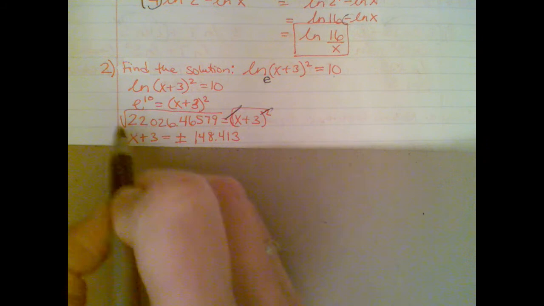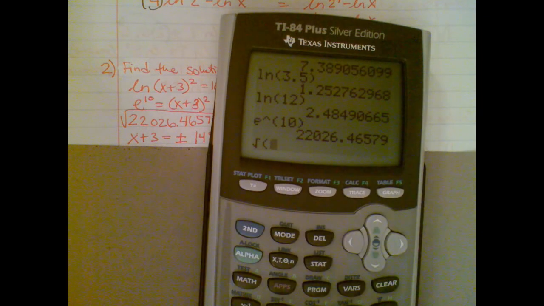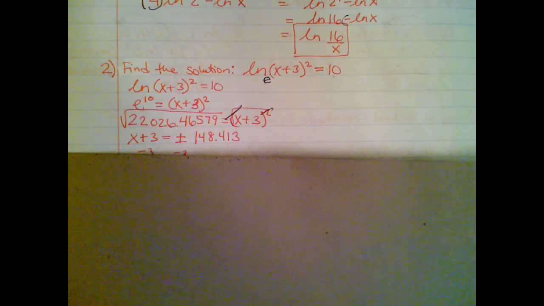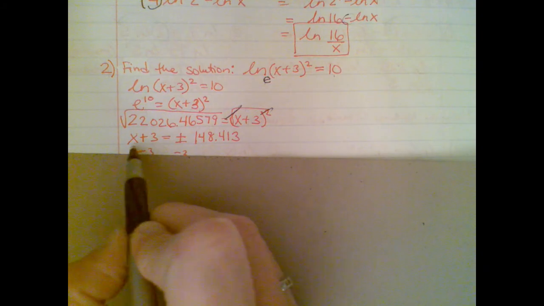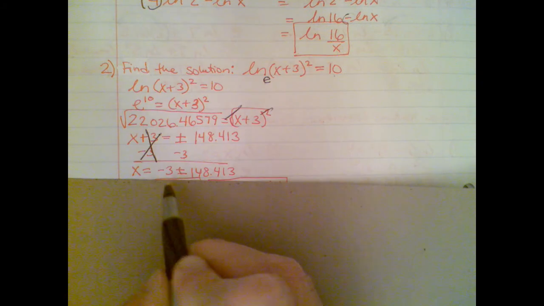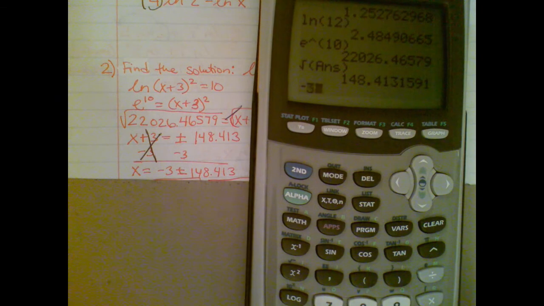I have then x plus 3 equals, and then whenever we take the square root of both sides, we need that plus or minus. So then I'm taking the square root of that number, so 2nd square root of our original number, and we get 148.41. And then from here, I need to get that x by itself, so subtract 3 on both sides, so those cancel out. So then I'm left with negative 3 plus or minus 148.413. So then from here, that plus or minus sign means that I have to add to get the one answer.